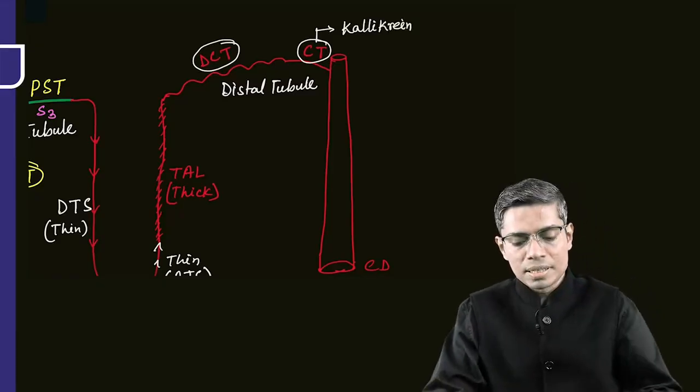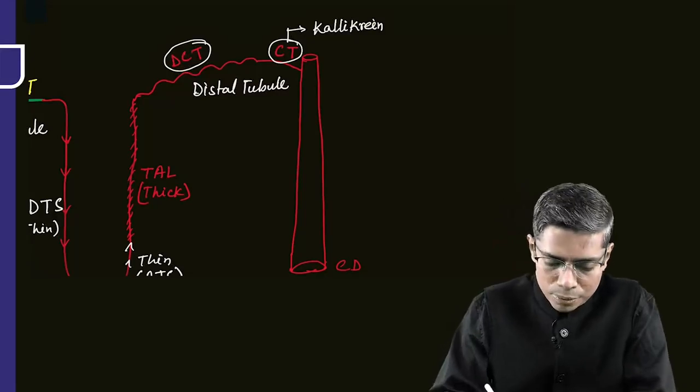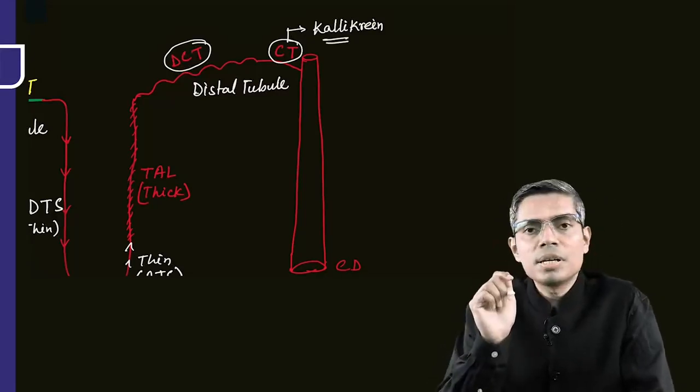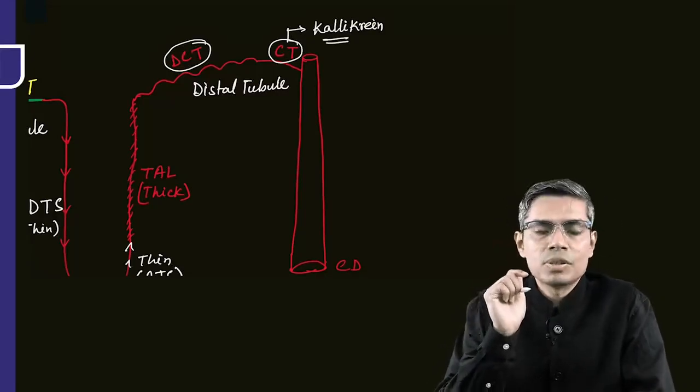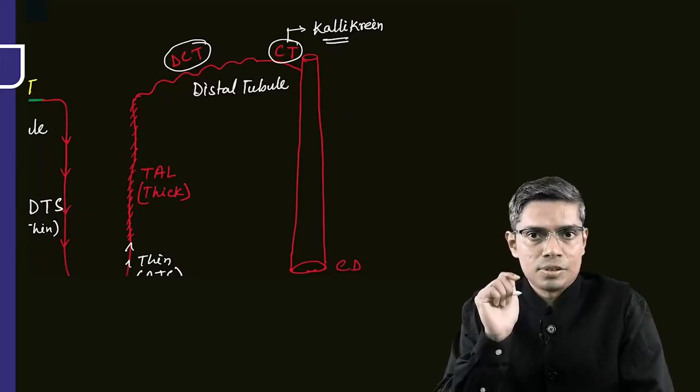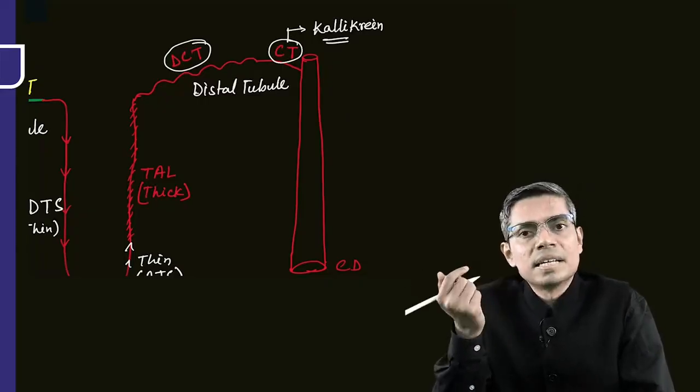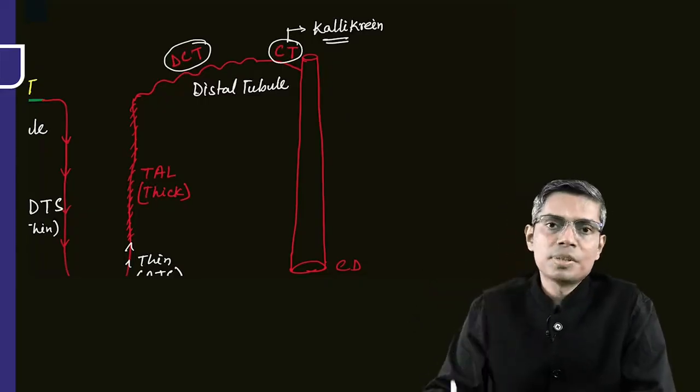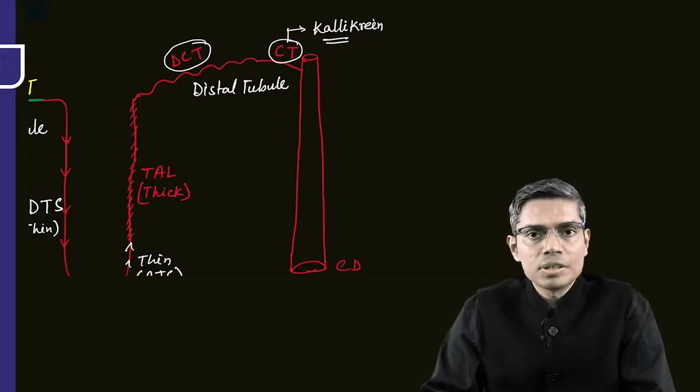So all of you know that this kallikrein is present in your plasma also. So this connecting tubule is the only portion of the nephron which is going to secrete the renal kallikrein, right? So this information can be asked in MCQ, so that way you should remember.